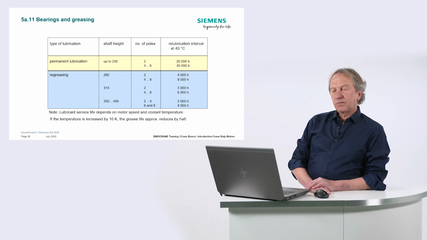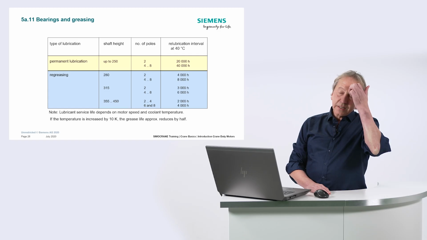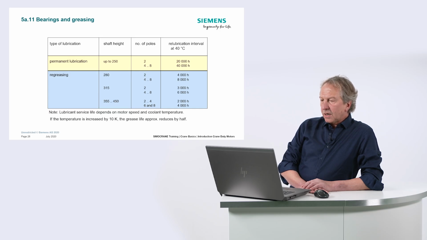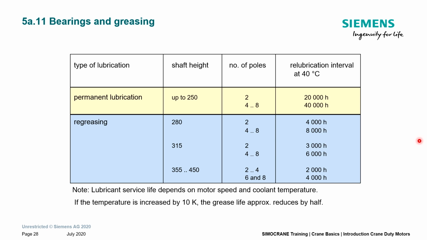Bearings and greasing. One big issue we can see in the field of cranes is that the lubrication of motors is not properly done. That's why you should have in mind the re-lubrication interval and the re-greasing of different motor types. You can see the differences. For the smaller frame size, it can last up to 40,000 hours, and you see the bigger frame size, for example, 280 up to 450, is definitely much shorter than for the smaller frame size.